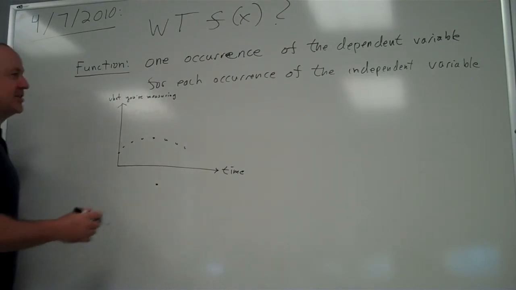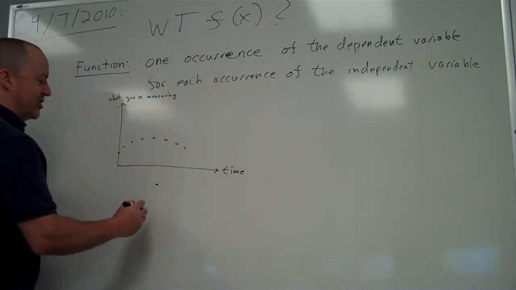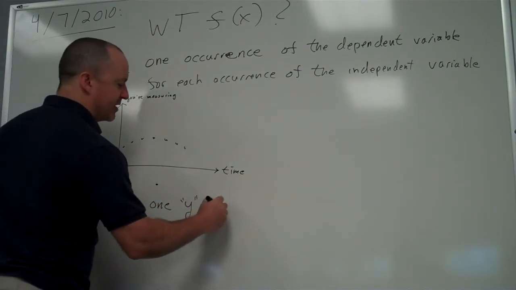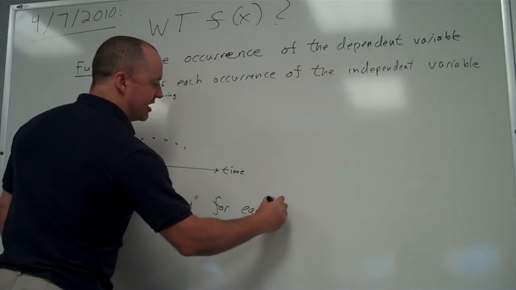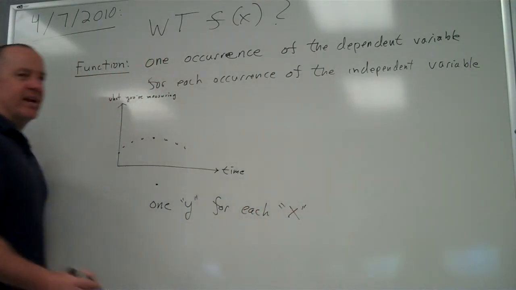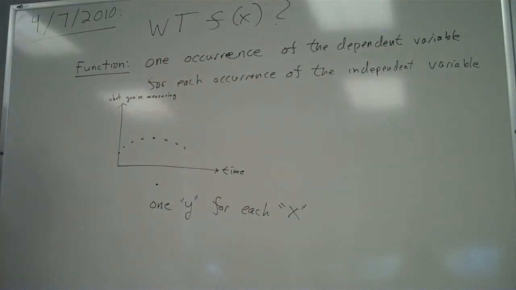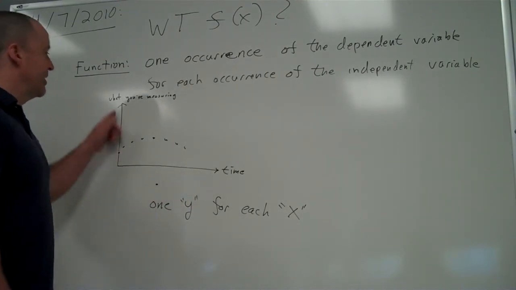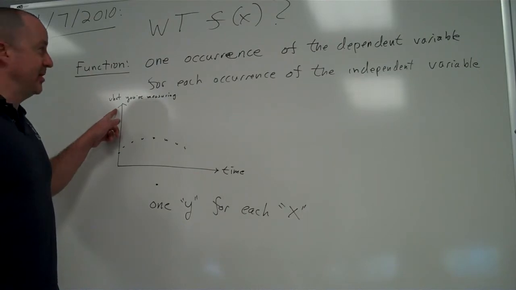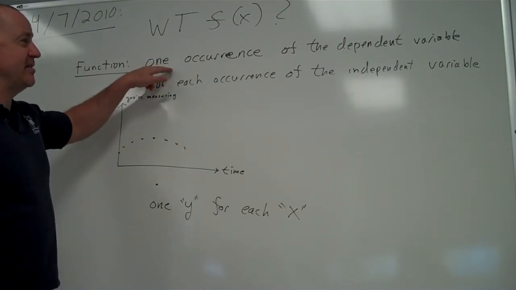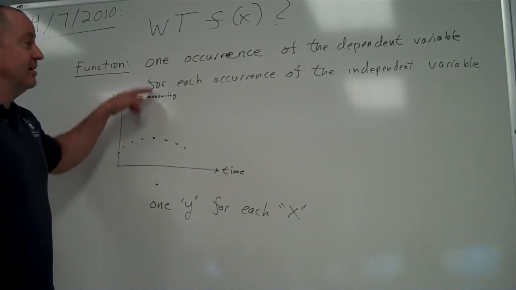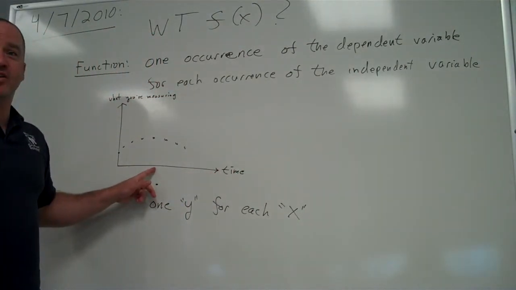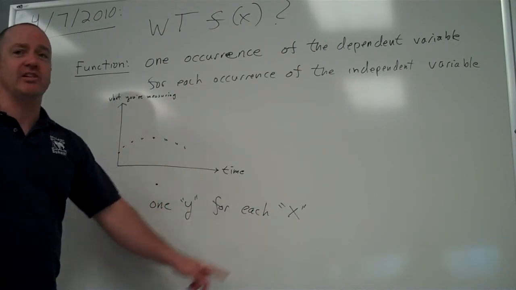So here's another way to write what a function is: one y for each x. René Descartes decided that x's would usually be the independent variable and y's would usually be the dependent variable. So one occurrence of the dependent variable, where's the football, for each occurrence of the independent variable, how many seconds has it been in the air, means one y for each x.